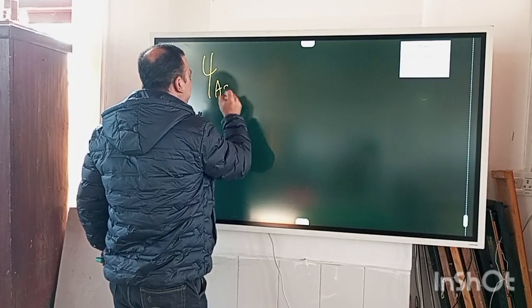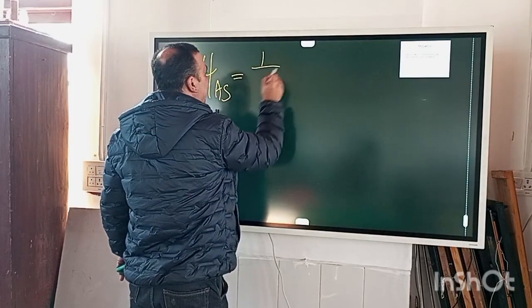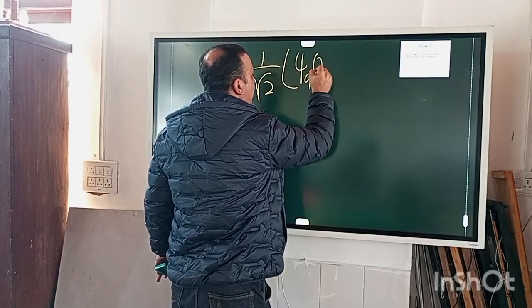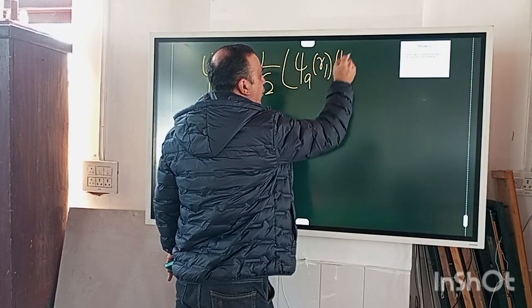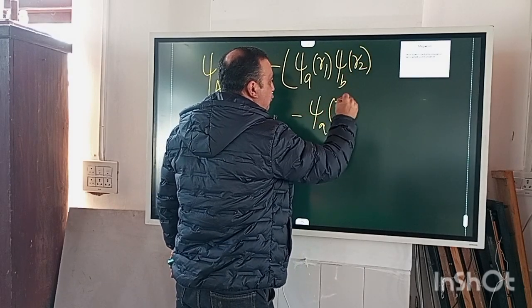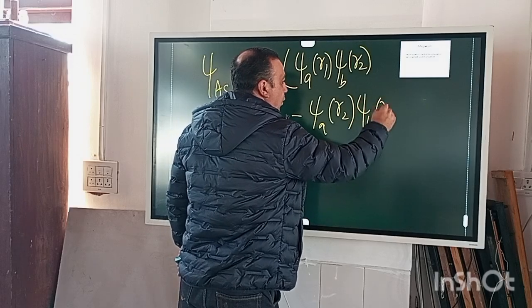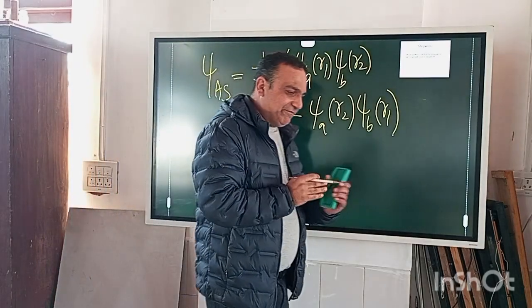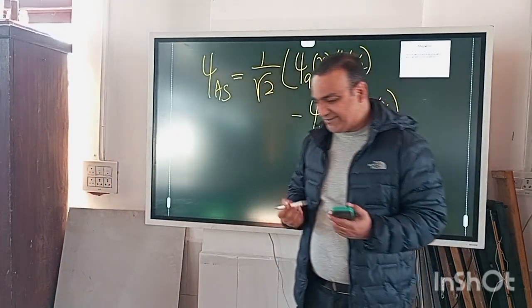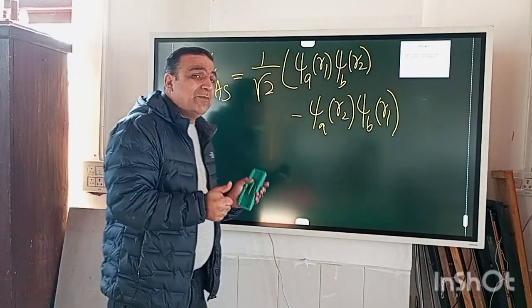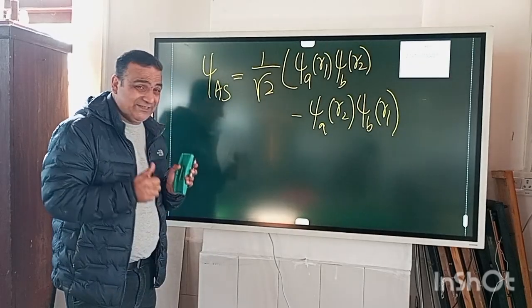And we can boil down the same thing to psi anti-symmetry. And psi anti-symmetry comes as 1 by under root 2 of psi A of R1, psi B of R2 minus psi A of R2, psi B of R1. So when you exchange the particles, if your wave function comes up as negative, that means there's a restriction. There's a restriction on the number of particles that can be accommodated by the same quantum state.